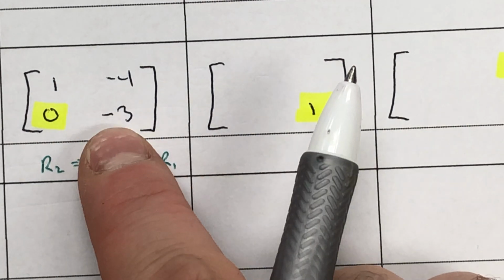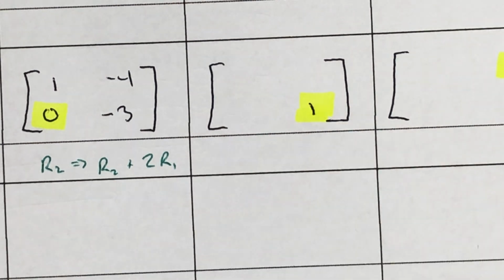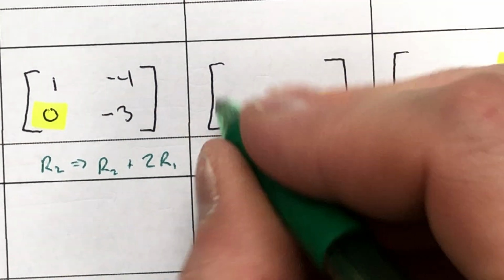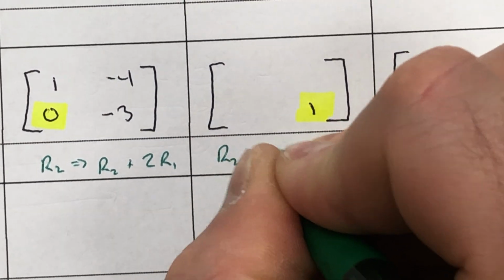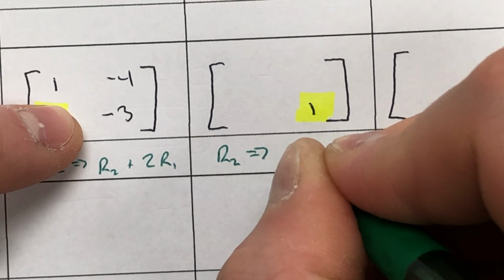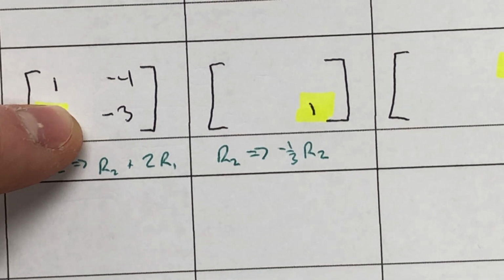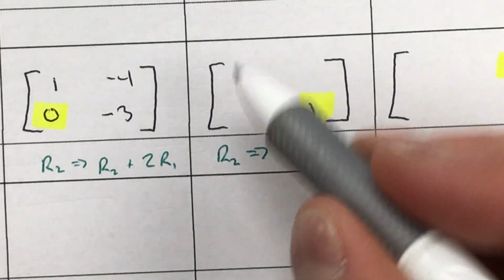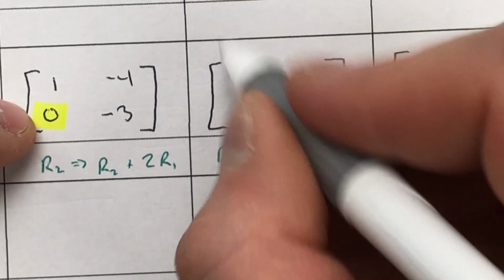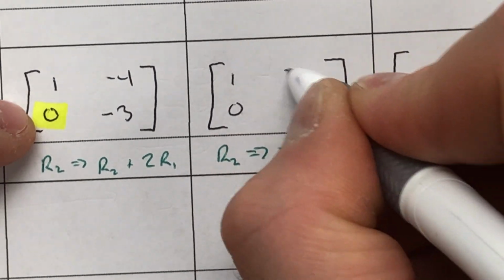The next thing is I want this -3 to turn into a 1, which means I will need to write down a rule for row 2 and say, okay, I'm going to multiply by the reciprocal, -1/3 of row 2. I'm going to work that all the way across. -1/3 of 0 is 0, and row 1 remains unaffected.